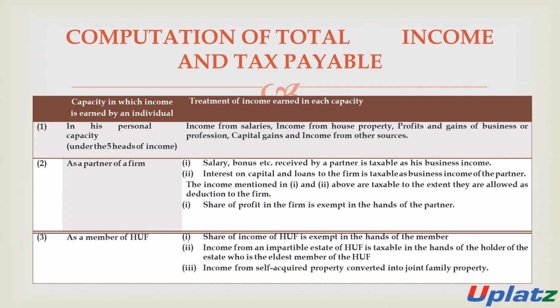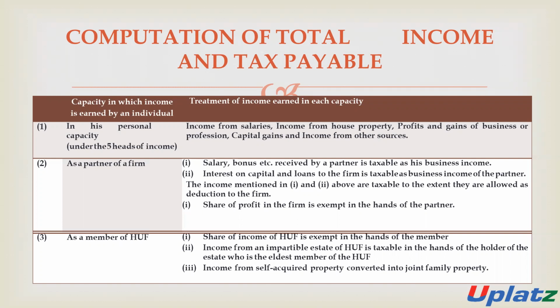Number two, income from self or self acquired property converted into joint family property. If there is any member of the HUF, an individual, and such person earns income from self acquired property.